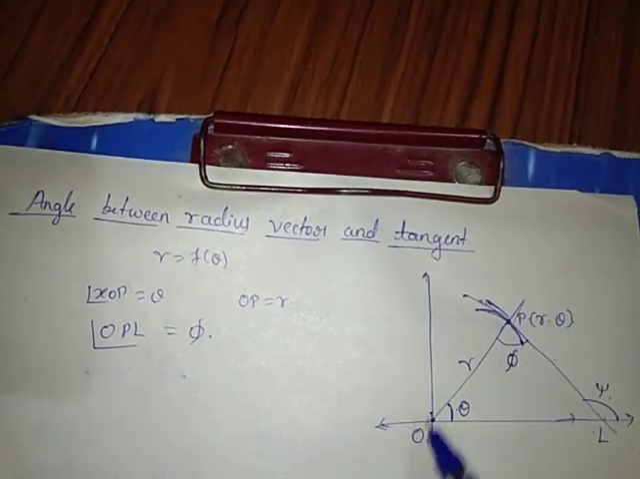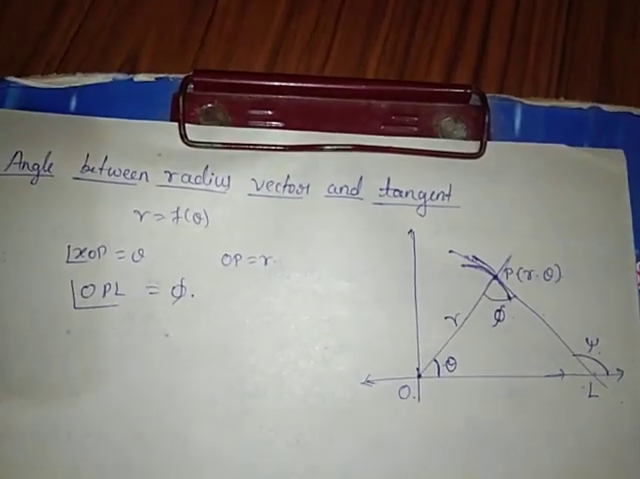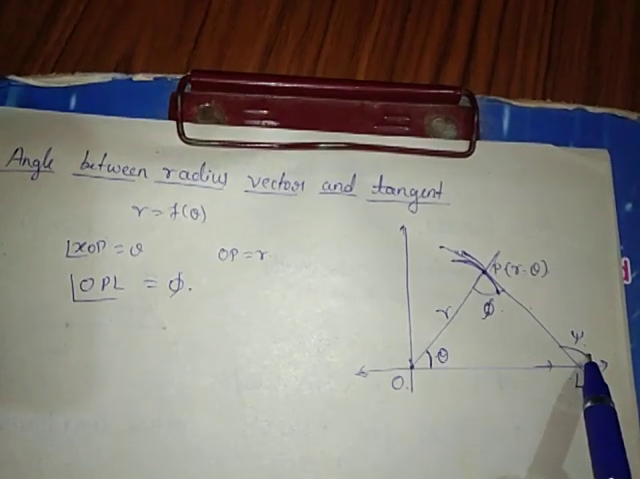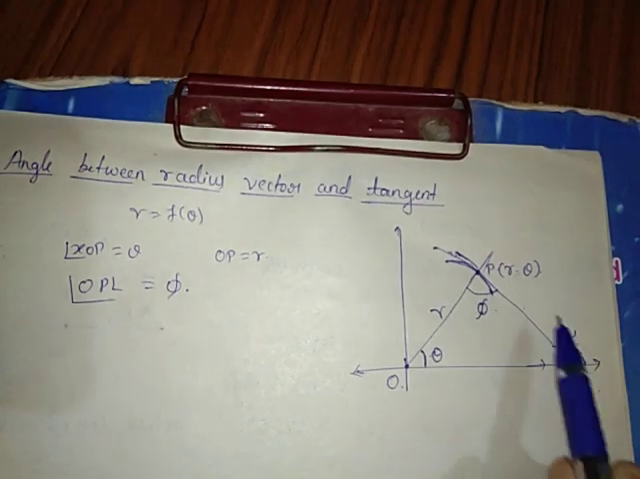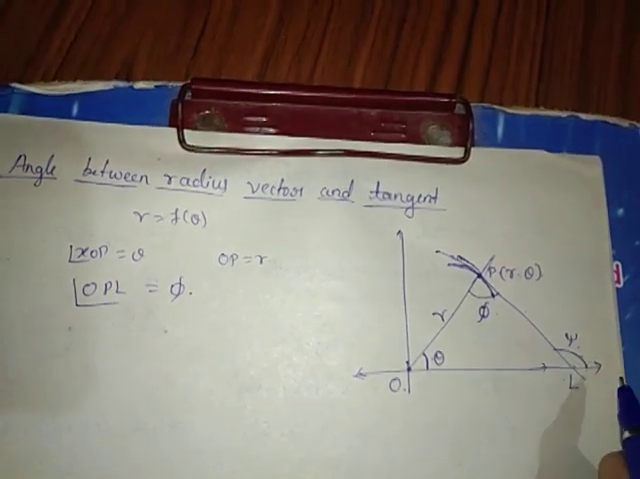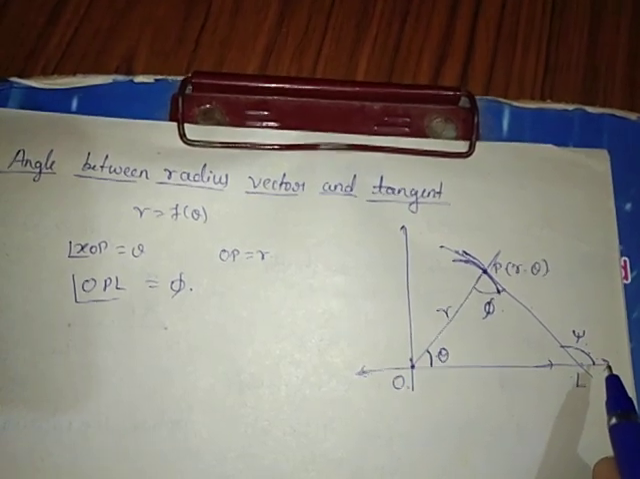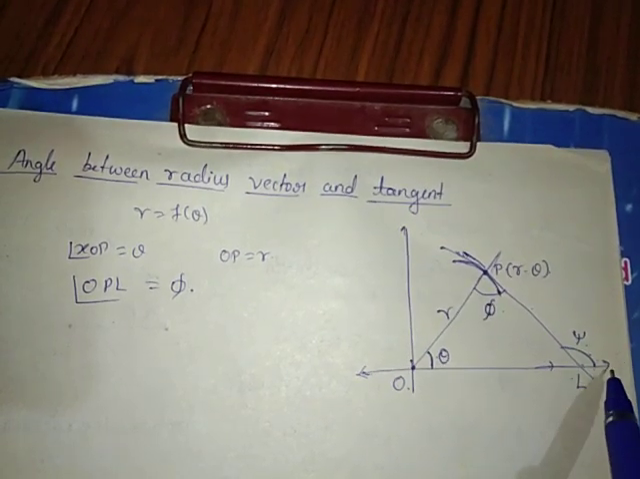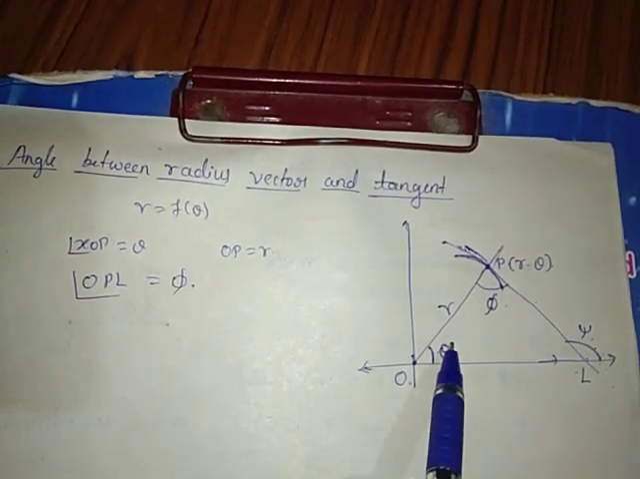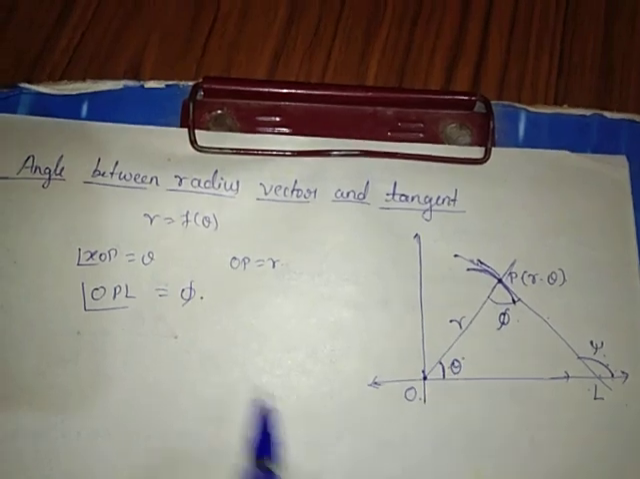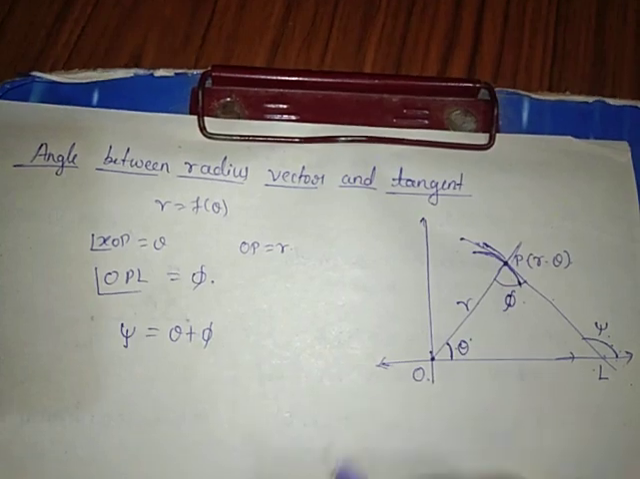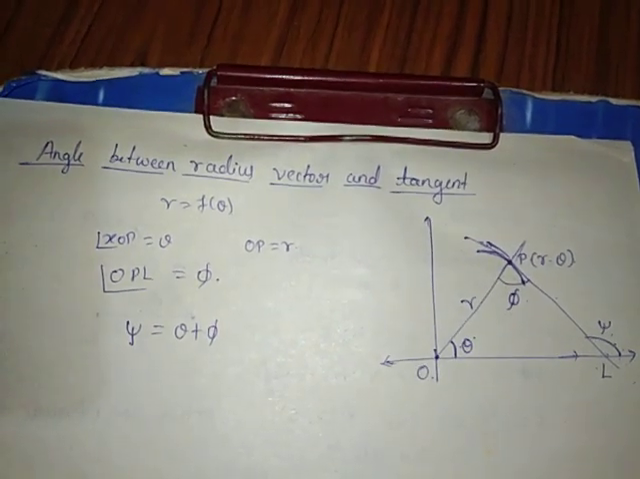From this figure, we know the rule: the exterior angle is equal to the sum of the interior opposite two angles. From that basic geometry we can write xi equal to theta plus phi.